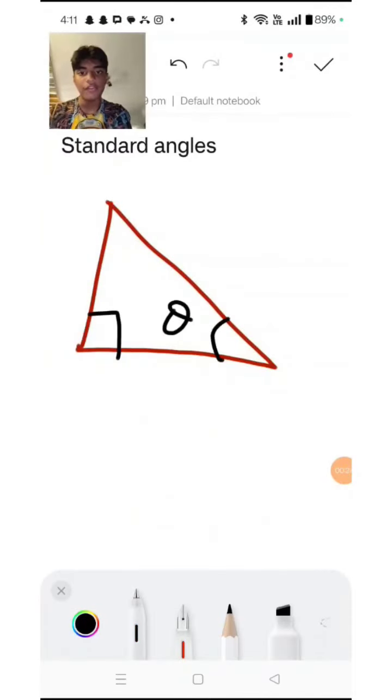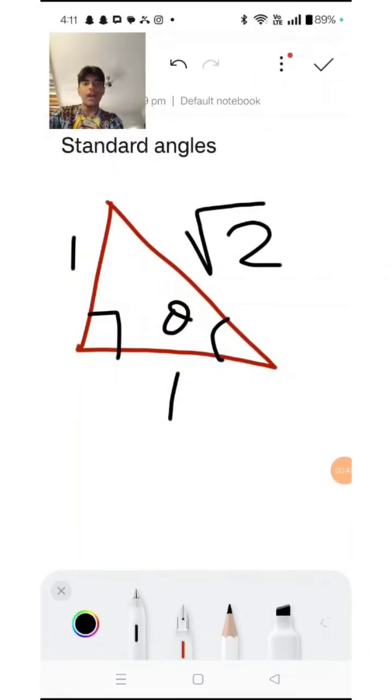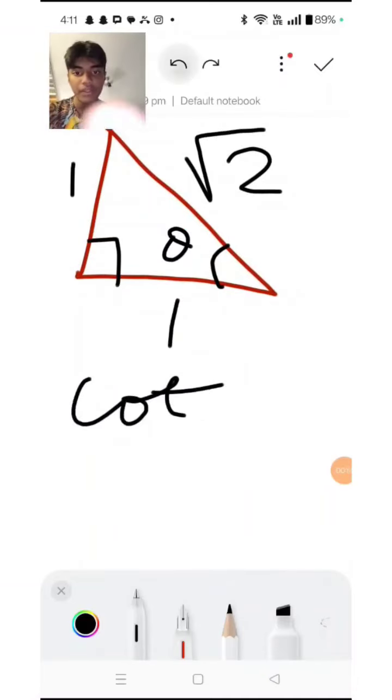So when theta is 45 degrees, always remember that the perpendicular and base are both 1, and your hypotenuse is always root 2, right? So now ultimately you can calculate any standard angle, any ratio. Like suppose you're asked cot 45.